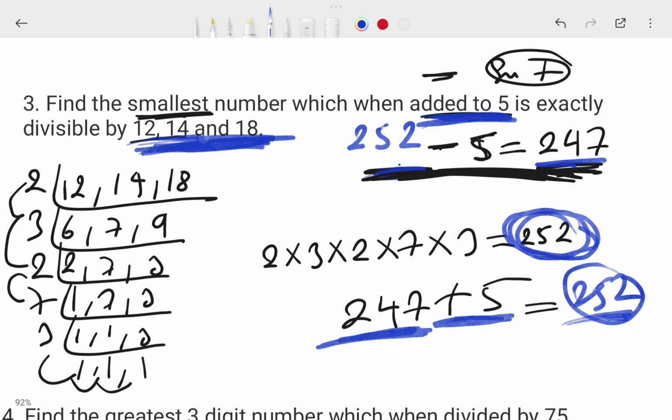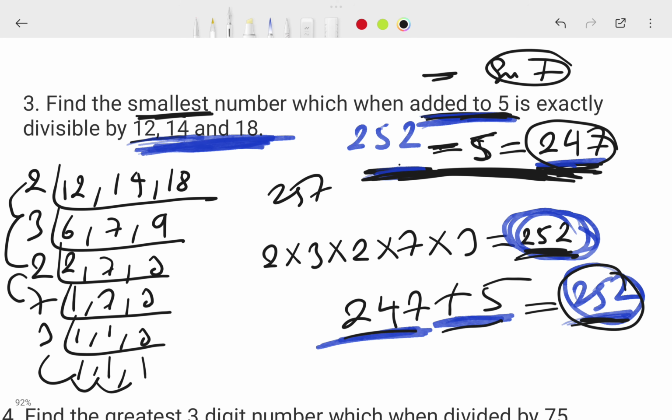252 will divide 12, 14 and 18 also. Okay? Generally, why did I subtract here? If I add 5 on that one, it is going to be 257. It is not exactly divisible by these numbers, so that's why I subtracted and got 247. So I have to write the smallest number, so I wrote 247 as the smallest number. I added 5 on that, and the number is going to be the same, whatever I get. And this number is exactly divisible by 12, 14 and 18.